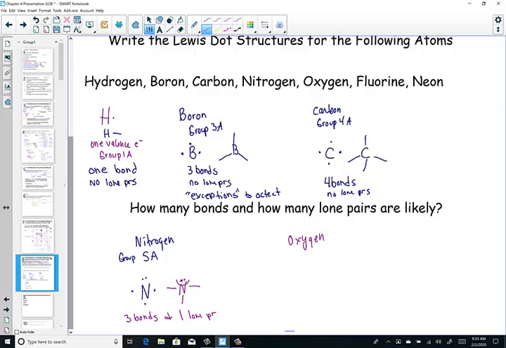Let's look at oxygen. Oxygen lives in group 6A, so it's going to have 6 valence electrons. When I think about what it is going to take to get oxygen 8 electrons, I can see that oxygen, with its 2 empty open spots there, is going to form 2 bonds and keep 2 lone pairs.